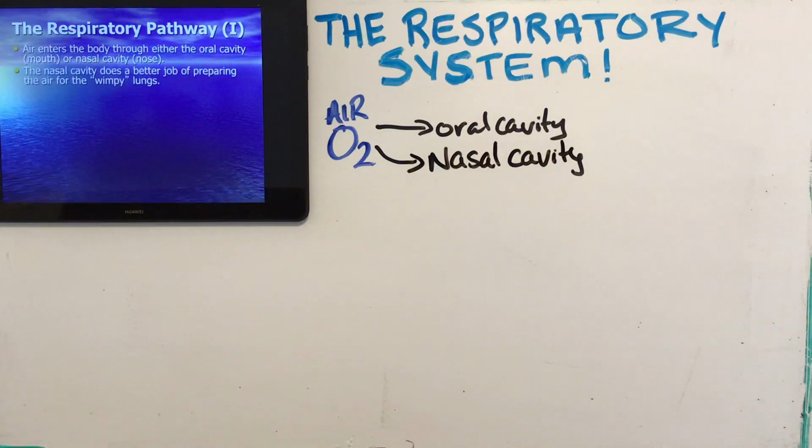The nasal cavity is the better option, right? So this is the one that prepares the air better. Now, if you breathe through your mouth, that's fine, right? It's not like the air isn't as good or the oxygen is as good, but the nasal cavity does a little bit better job of preparing the oxygen for entering the wimpy lungs. The lungs are the wimpiest organ in the body. If you had me for grade 10, you know what I'm talking about.